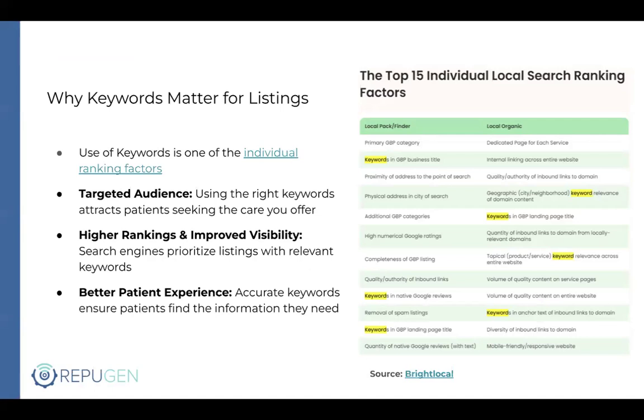Secondly is the targeted audience. Using the right keywords attracts patients seeking the care you offer, reducing irrelevant inquiries. Thirdly is higher rankings and improved visibility. Search engines like, say, Google will prioritize listings with relevant keywords, pushing you closer to the top of search results. Relevant keywords make your practice easier to find when patients search for specific services or conditions. And then lastly is just a better patient experience. Clear and accurate keywords ensure patients find the information they need from you quickly and easily.